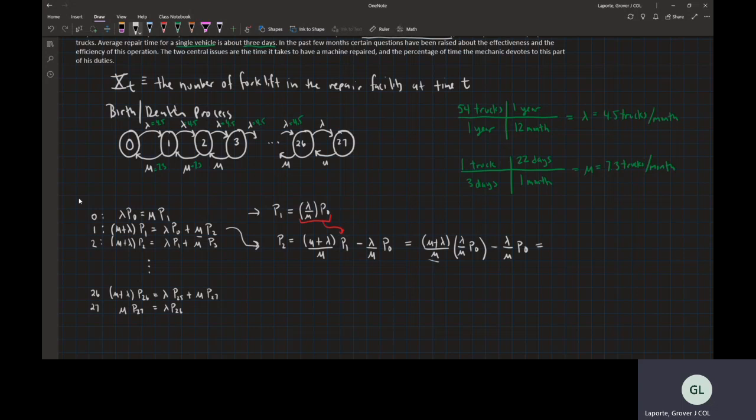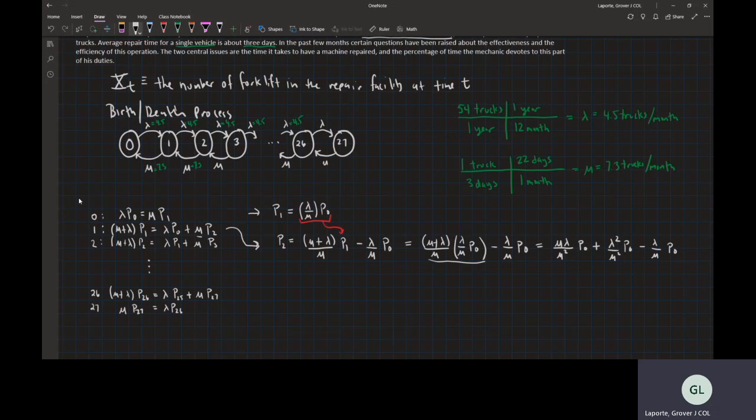So now all I'm going to do is take this and multiply it all out. So I've got a mu here times lambda over mu squared times P0. Make sure that makes sense. So mu lambda over mu squared, P0, and then plus, what is that, lambda squared over mu squared times P0, and then minus lambda over mu times P0.